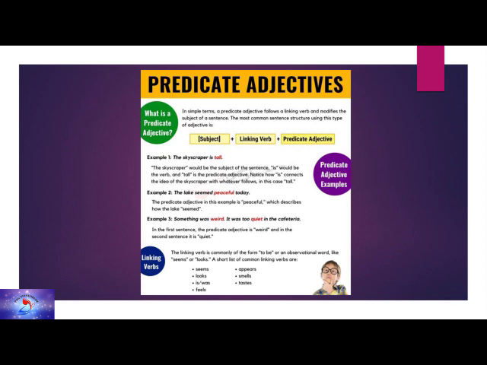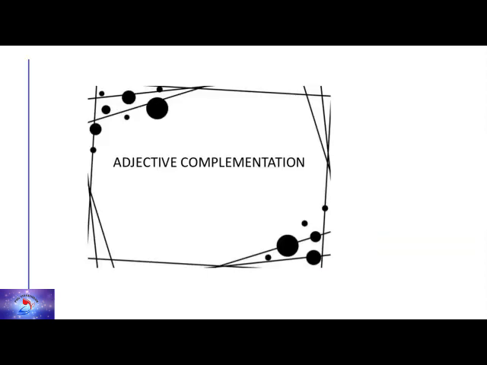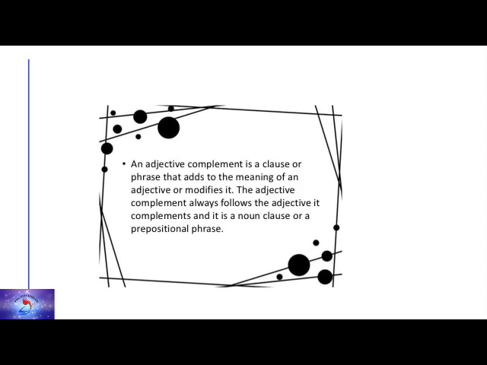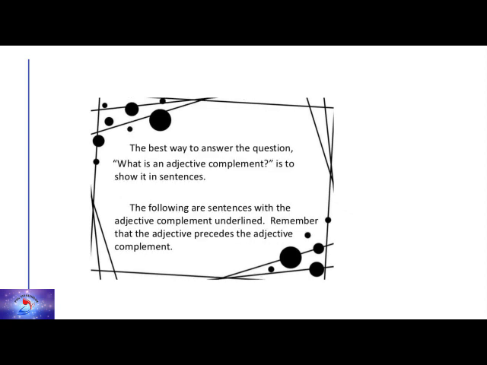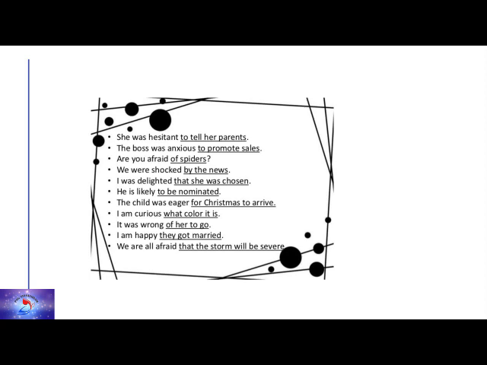So at last, the final part of this video, we are going to discuss adjective complementation. What do you mean by an adjective complement? An adjective complement is a clause or phrase that adds meaning to an adjective. The adjective complement always follows the adjective it complements, and it is a noun clause or a prepositional phrase. So the best way to answer this question is to show it in sentences. So we'll read the sentences and find out the meaning of the adjective complement.